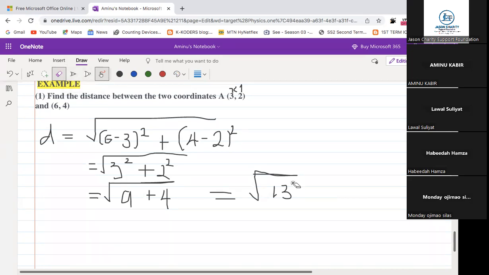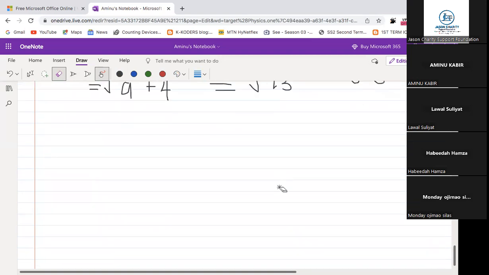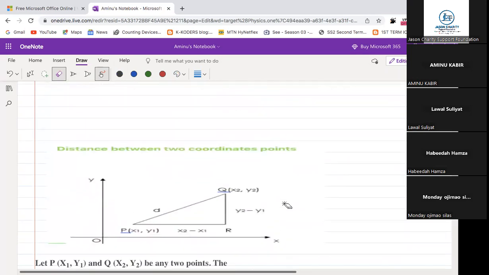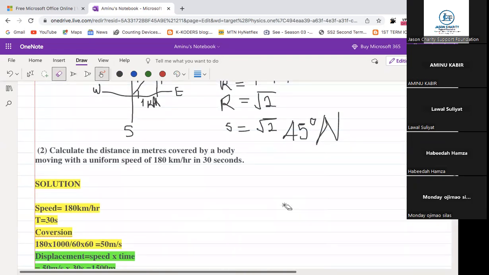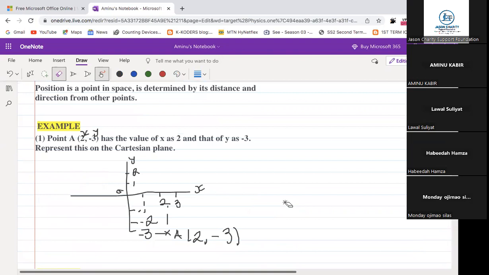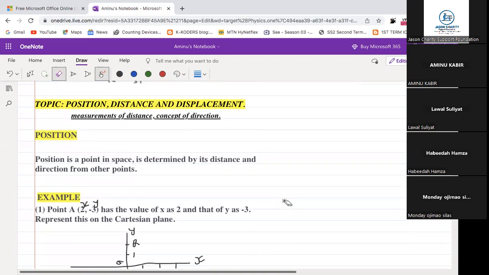Okay, if we find the square root of 13, we're going to get 3.6 units. So we're going to get 3.6 units, and that is the distance between the points. So at this point, does anyone have a question? Any question? Are we together?